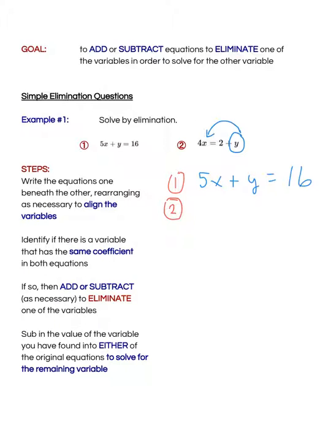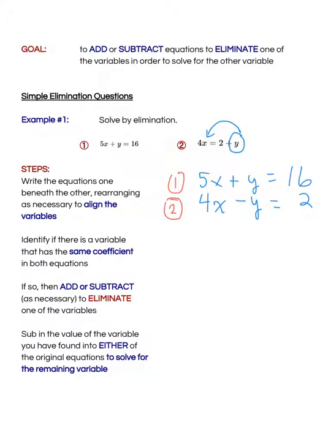So for example, I'm going to rewrite that equation number 2 as 4x minus y equals 2. And now again, what am I looking to see here? I'm looking to see that my x's are beneath my x's and my y's are beneath my y's, and I've got that circumstance, so I'm good to go.